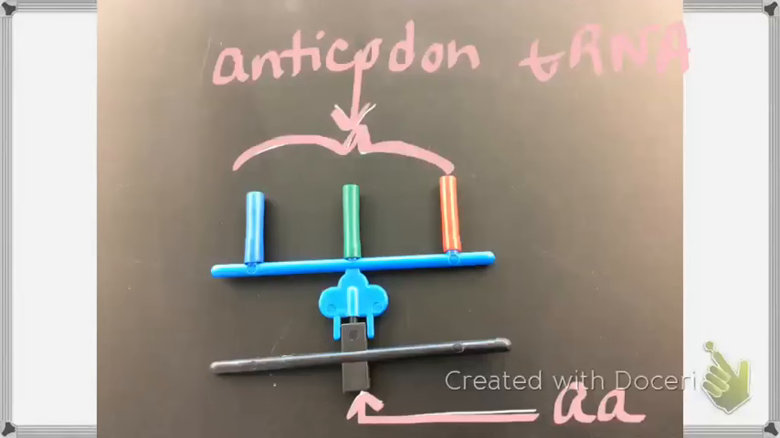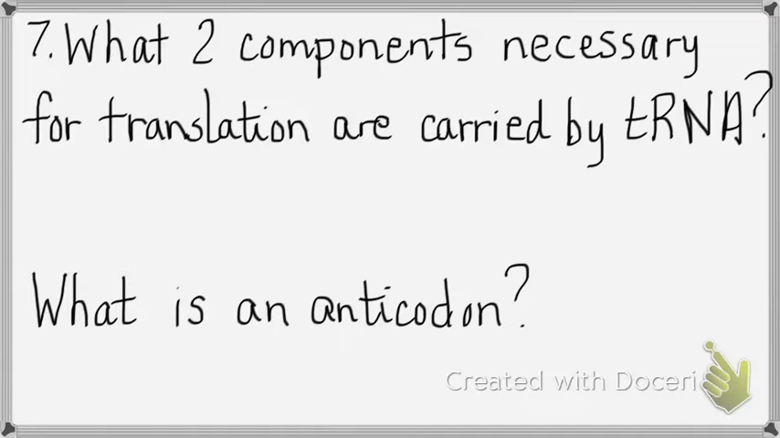Okay, on the parts of the tRNA. Now, why did I ask you this question? It's on our review sheet. I have question number 7. What two components necessary for the process of translation are carried by tRNA? Here's your two components, the anticodon and the amino acid. That's the answer to the first part of question number 7. The two components necessary for the process of translation are the anticodon and the amino acid. So got that.